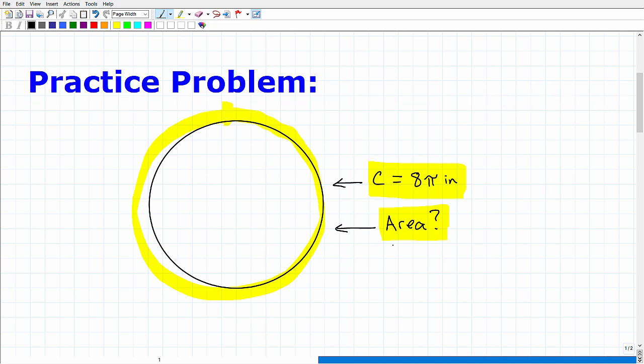Now, with that being said, I know what the circumference is. I want to know what the area is, right? So we need to know some formulas. So the formulas that we need to know are the formula for circumference of a circle, and of course we want to know what the formula for area of a circle is.